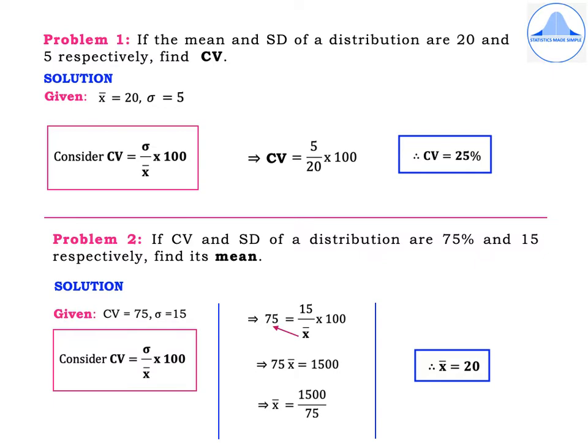Problem 2. If CV and standard deviation of a distribution are 75% and 15 respectively, find its mean. Solution. First write given CV is equal to 75 and sigma is equal to 15. Then write consider CV is equal to sigma by x bar into 100, which implies 75 is equal to 15 by x bar into 100. Cross multiplying, you get 75 x bar is equal to 1500, or x bar is equal to 1500 divided by 75, which gives x bar as 20.